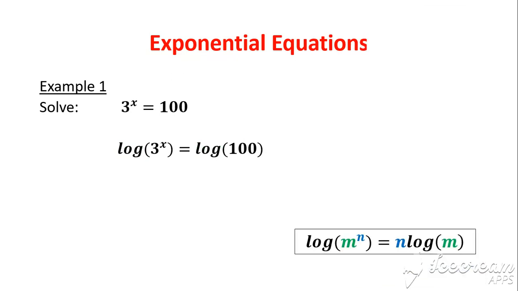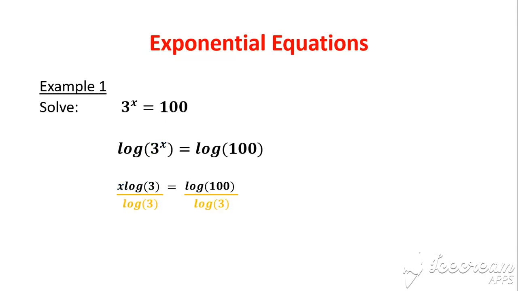Right, so now let's come back to one of our log rules we learned in the last video. The log of m to the power of n is the same as bringing the power of n out the front and timesing it by log of m. Well, we have log of 3 to the power of x. So we're going to take the x and bring it out the front and times the x by log of 3. So we're going to say x times log 3 is equal to log 100.